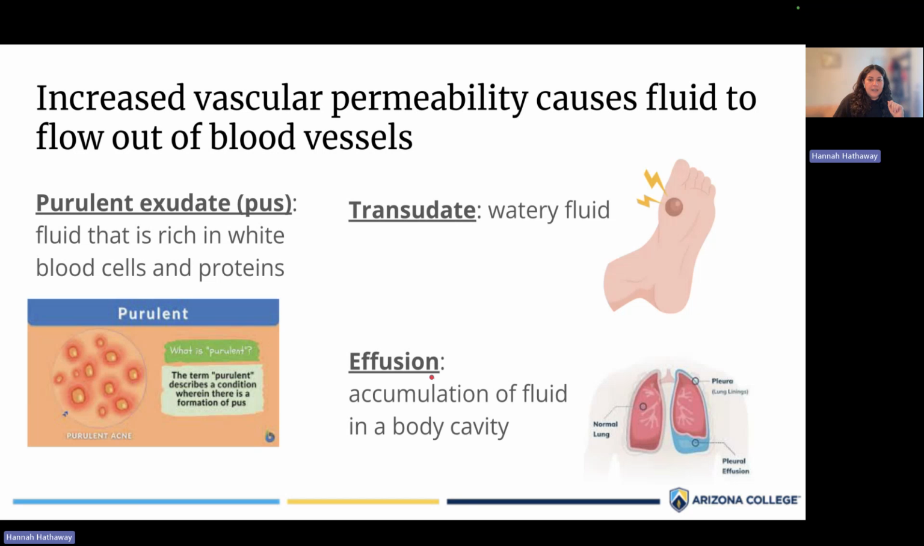Another example of a transudate would be effusion. So this is accumulation, once again, of just fluid in a body cavity. For example, we will learn in a few weeks about a pleural effusion, which is an accumulation of fluid within the lungs. You could also call this water on the lungs. So that's going to cause difficulty breathing.